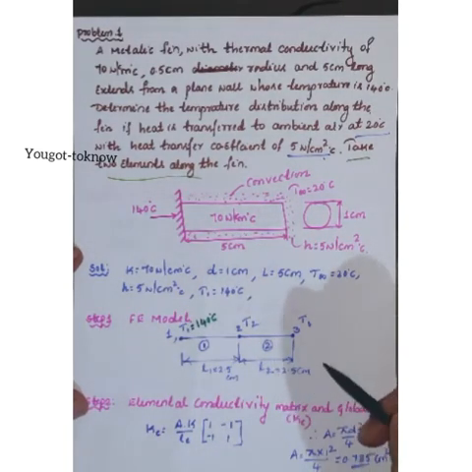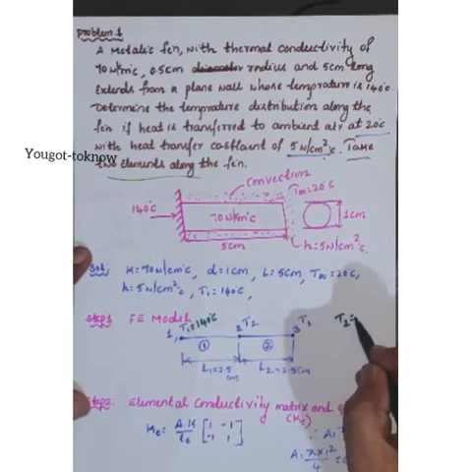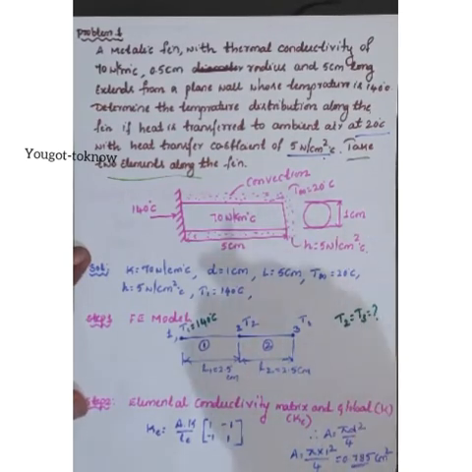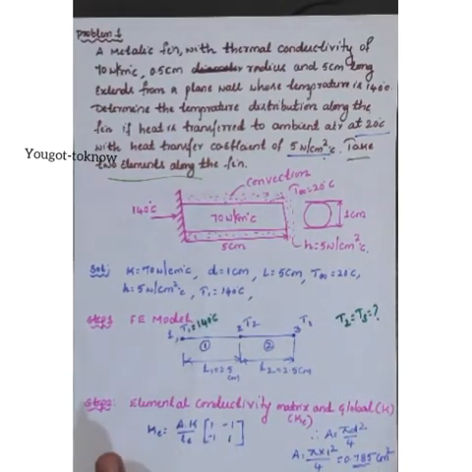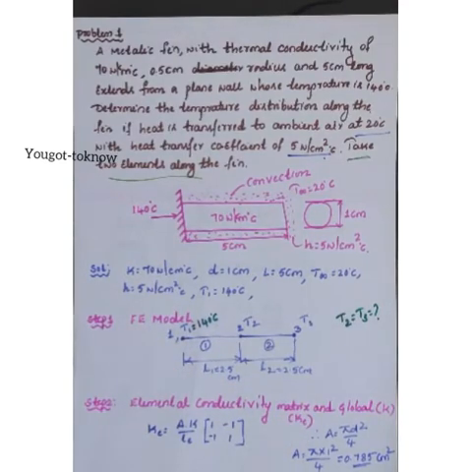T2 and T3 I want to determine. That means the unknowns are T2 and T3. How to determine this? What is the procedure? First thing, it is almost similar to your previous problem also.